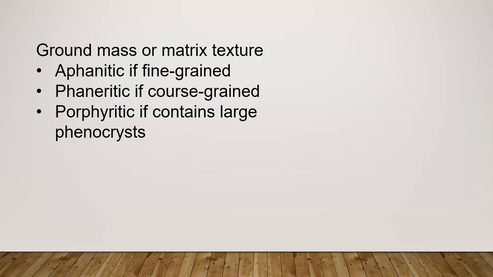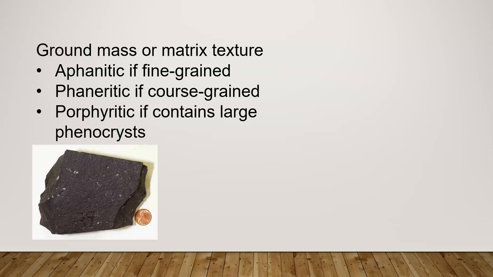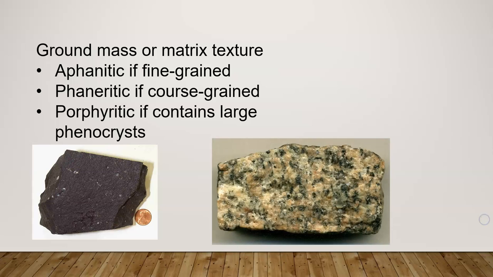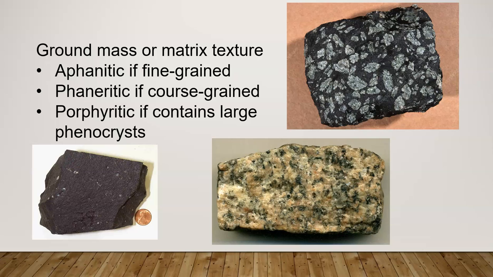To describe texture, we want to look at the groundmass and determine the magnitude of the crystals. Fine-grained rocks are referred to as aphanitic. Coarse-grained rocks are referred to as phaneritic. In addition, we will look at the degree of crystallization and how much variation is in the crystal size. If the rock has phenocrysts, then we would call the texture porphyritic. You can have a porphyritic aphanitic rock, such as the one on the upper right, or a porphyritic phaneritic rock.